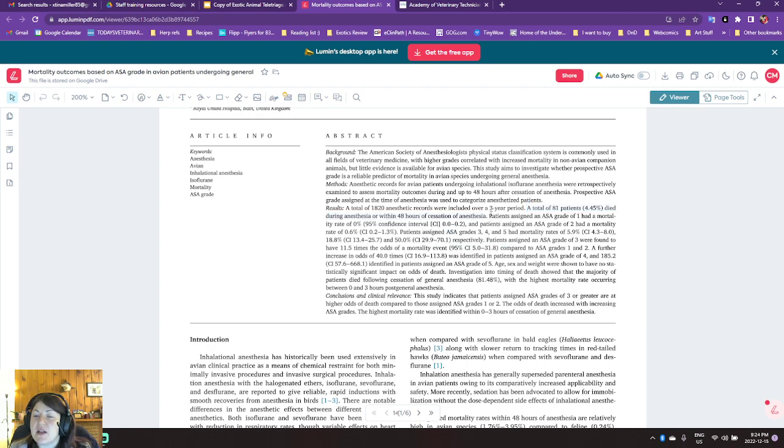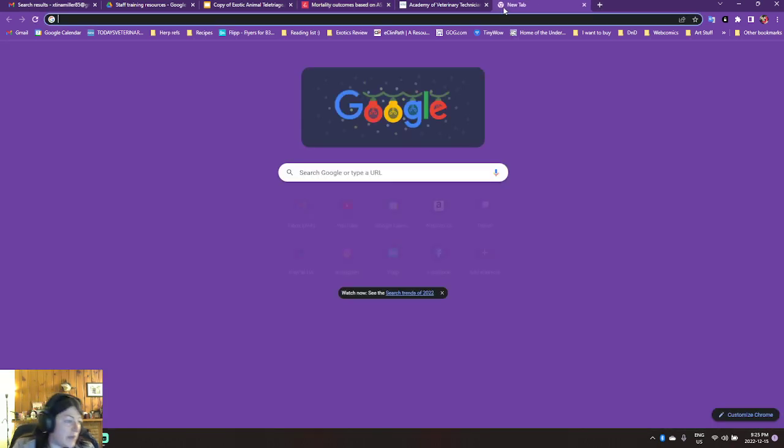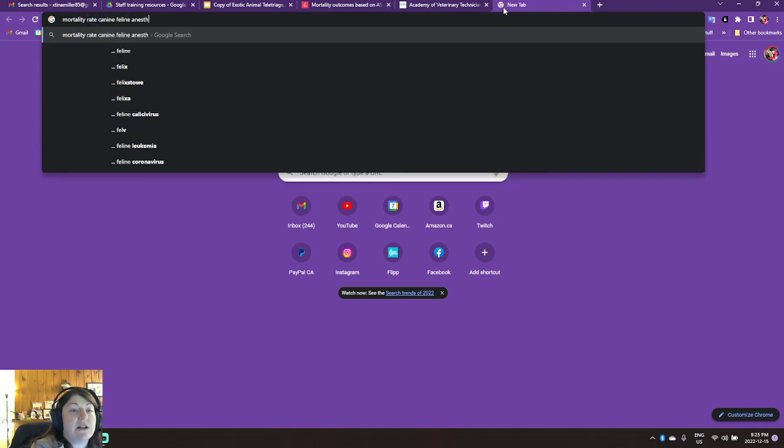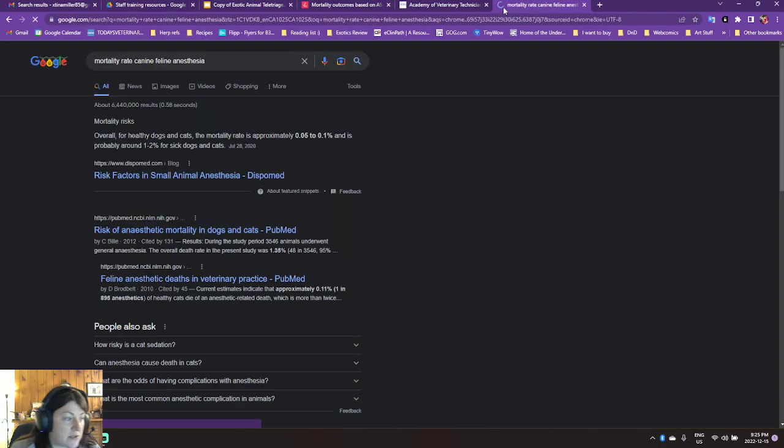Patients assigned an ASA grade of 1 had basically a 0% mortality rate, which is what we want to see. Patients with an ASA grade of 2 also had a very low mortality rate, 0.6%. And then just to compare, I should have pulled this up before, mortality rate for canine and feline anesthesia. Our mortality rates in dog and cat anesthesia are very low.